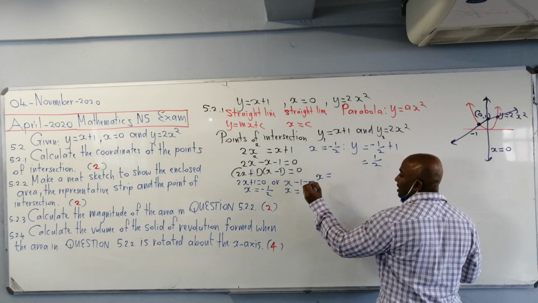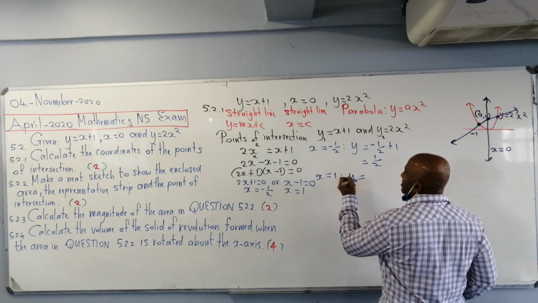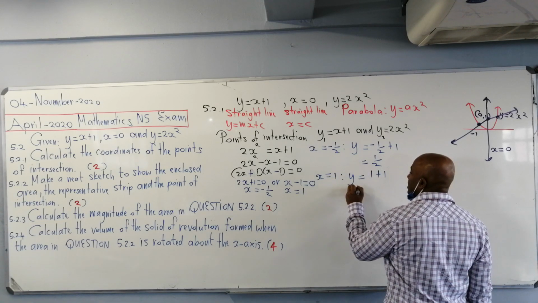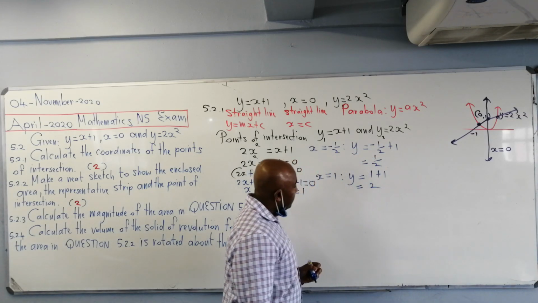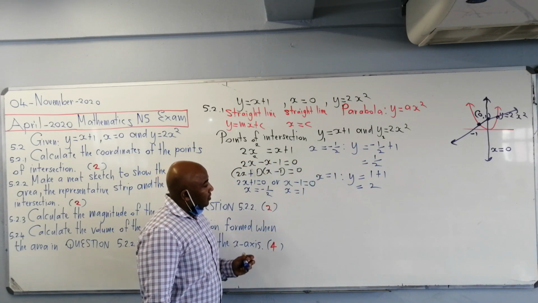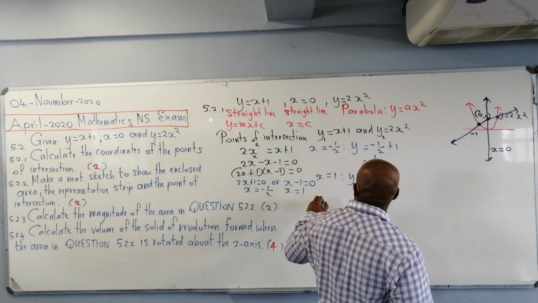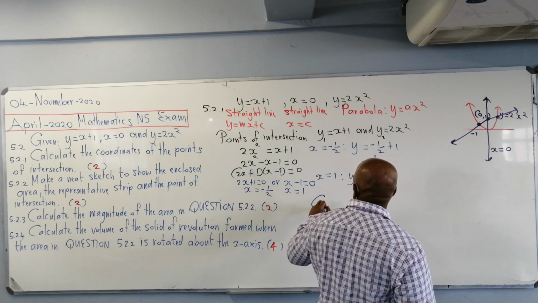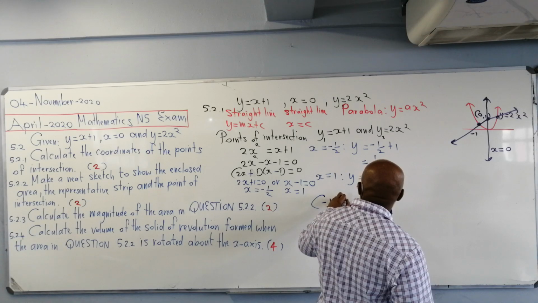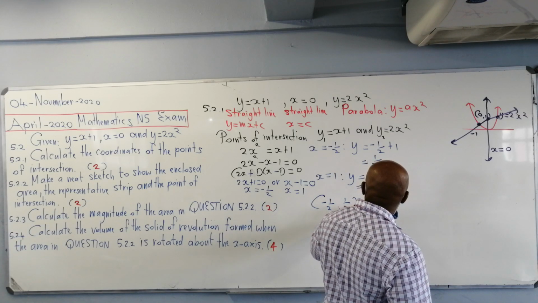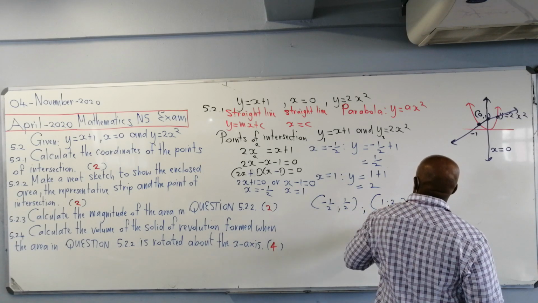What else? When x is equal to 1, y is equal to x plus 1, so that's 1 plus 1, which is 2. Okay. Now, those are the points of intersection of these two graphs there, which is, what did we find now? Minus half and half. And then we have 1, 2.